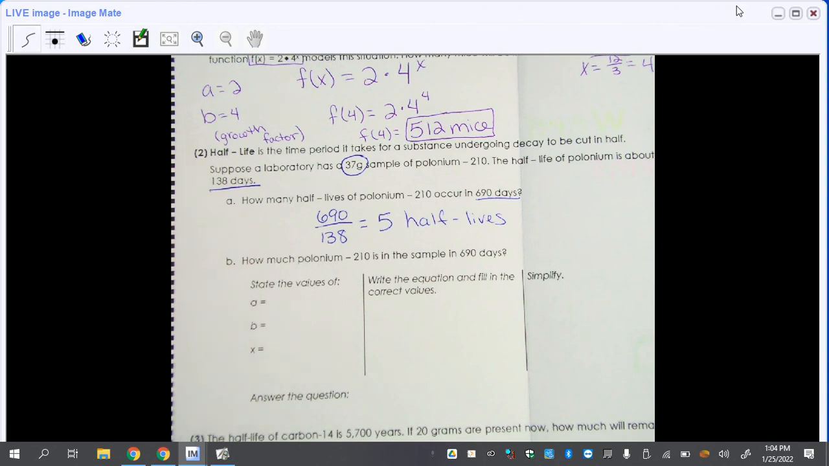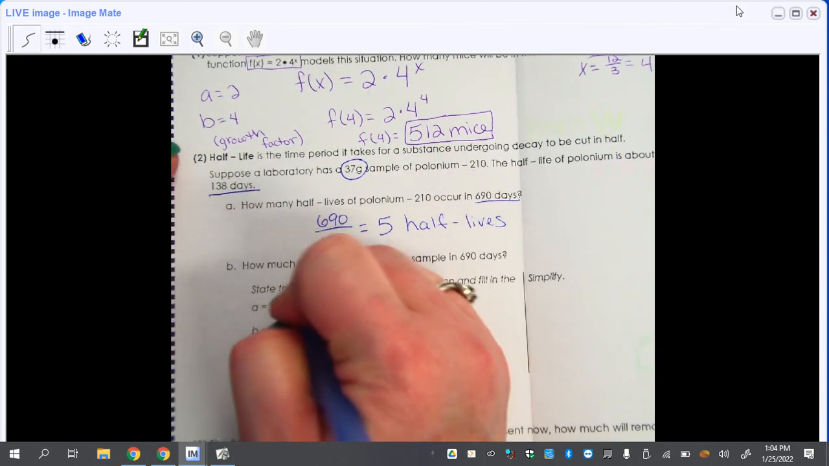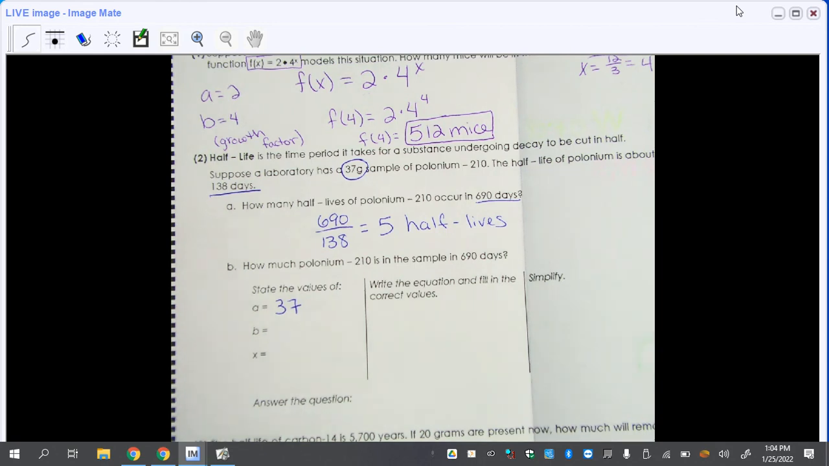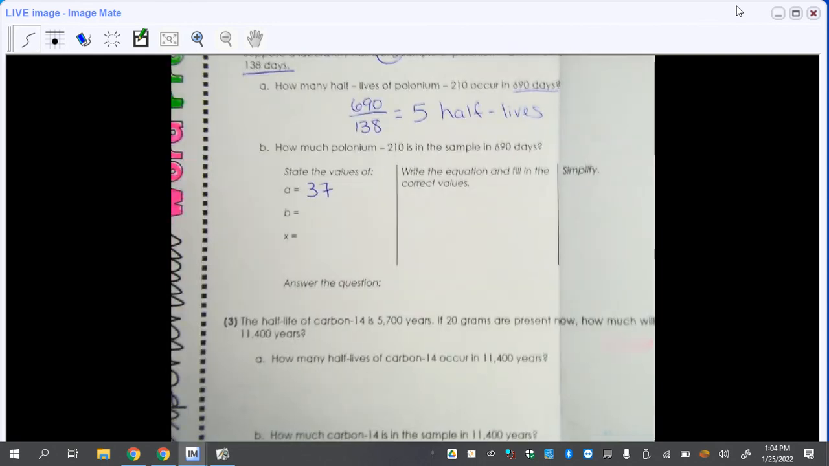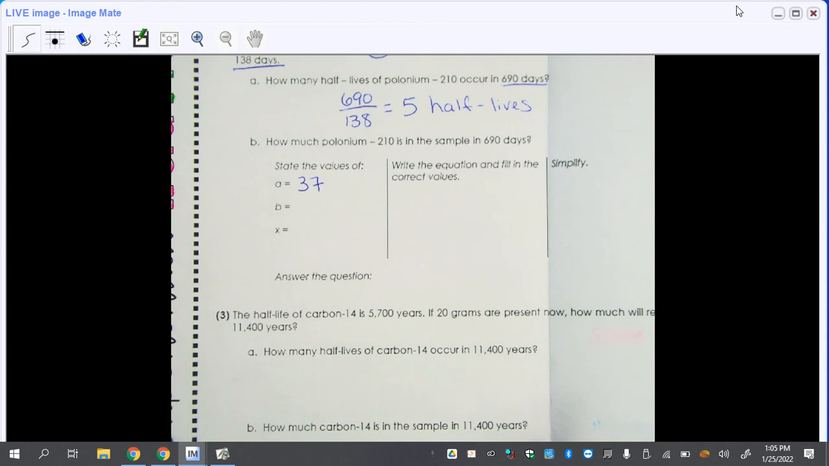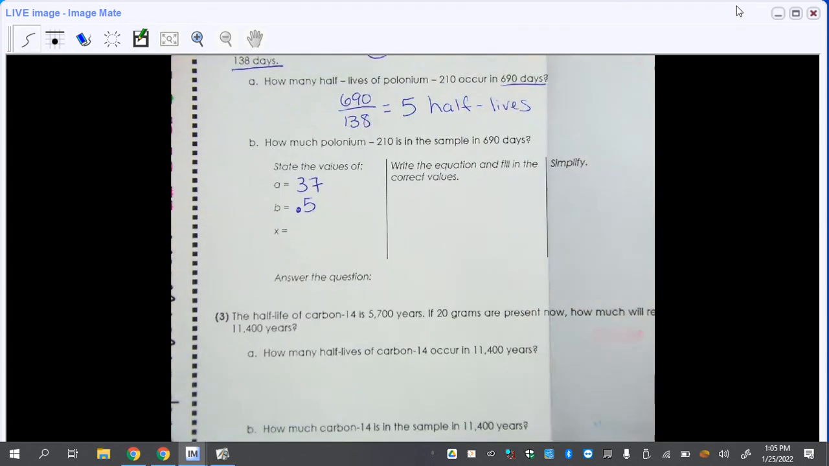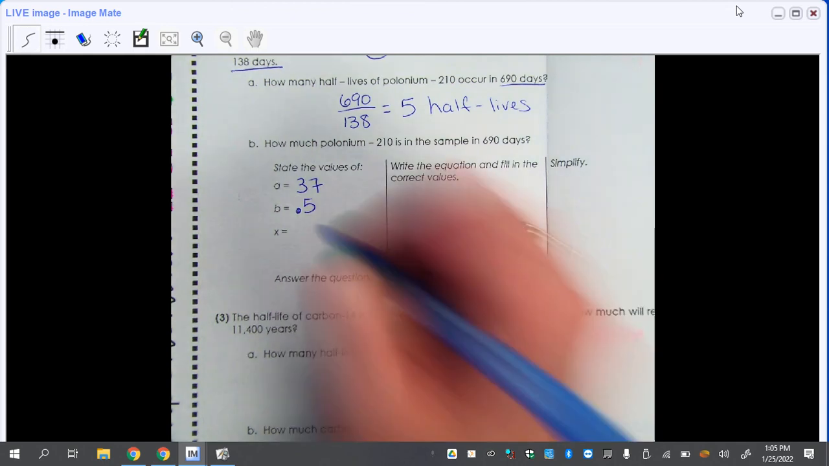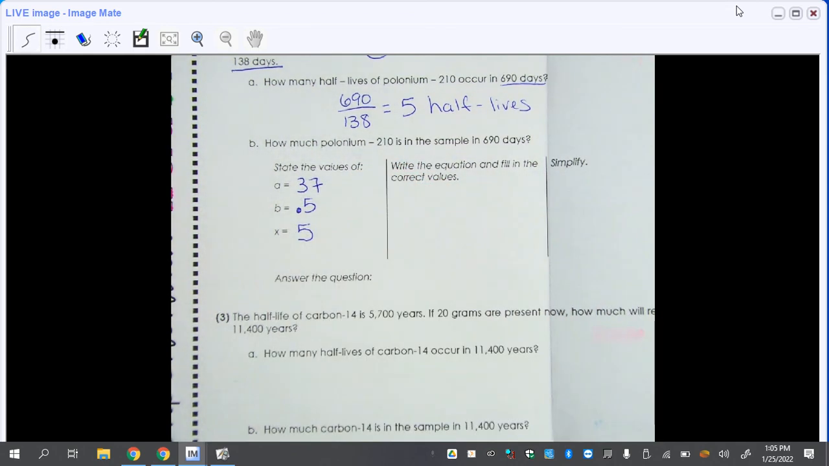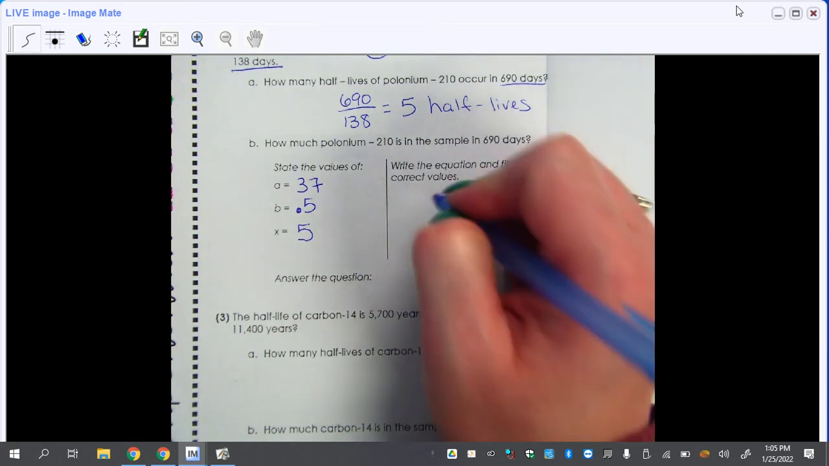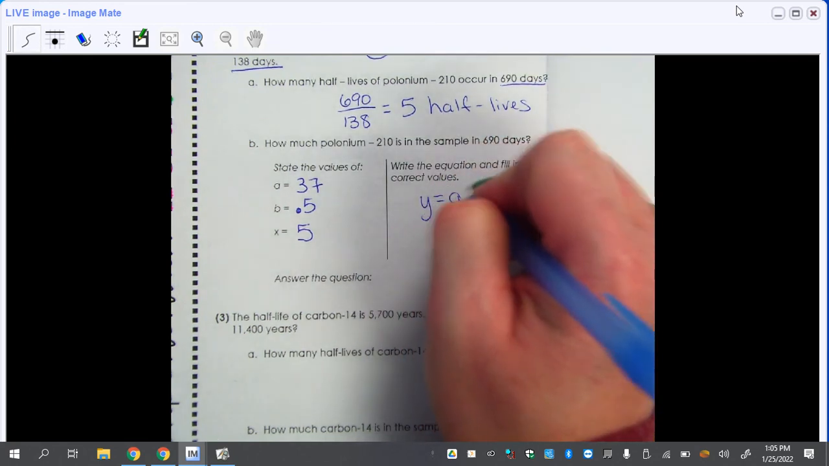So to use our equation, our initial value is the 37 grams. So our A is a 37 here. Now this is a half-life. So our B value is a half. So 0.5. Or you could use the fraction 1/2. Either one is fine. And then our X is 5 because we determined up in part A that it was going to break down 5 times in those 690 days.